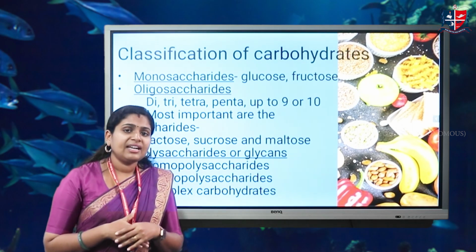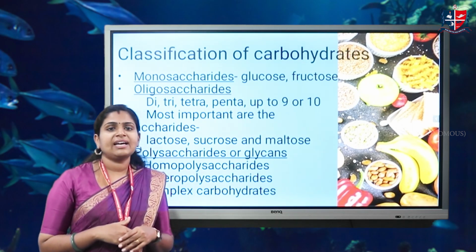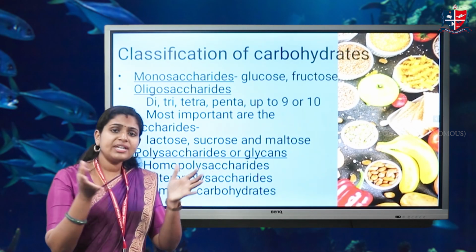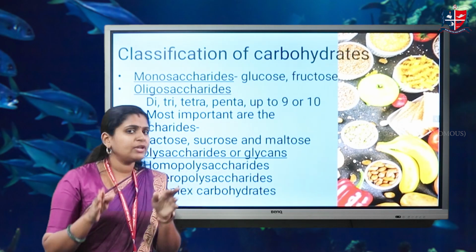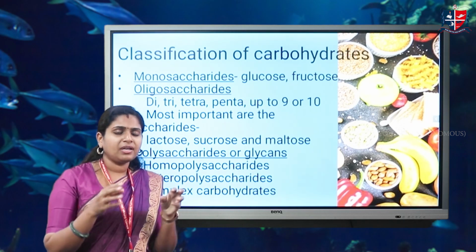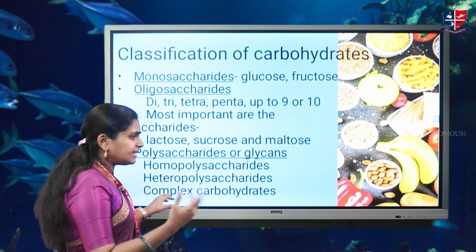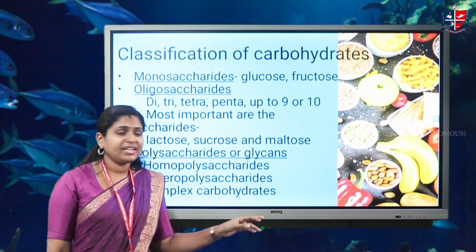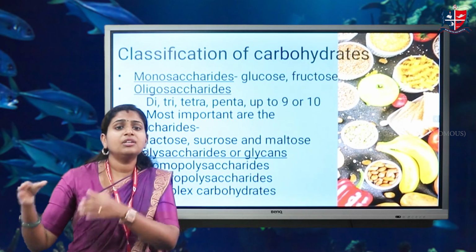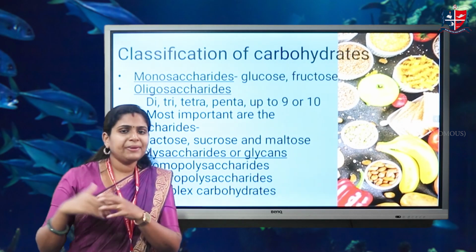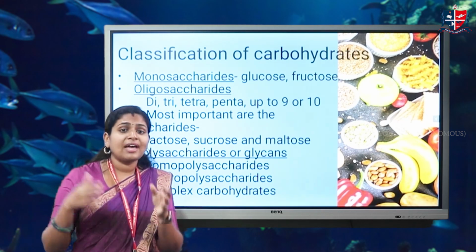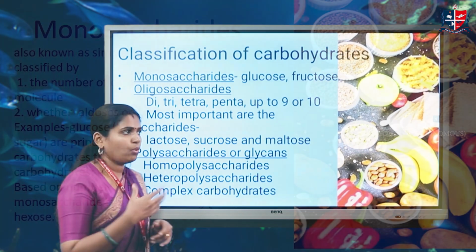And again, these polysaccharides are classified into two: homopolysaccharides and heteropolysaccharides. Here, homo means the sugar units combined are the same. That is homopolysaccharides. And in case of heteropolysaccharides, the sugars that are combined are different. In certain cases we can see complex carbohydrates in polysaccharides. Complex means that the carbohydrate is binding with other molecules such as proteins, lipids, etc. For example, glycolipid is a combination of carbohydrates and lipids, and glycoprotein is a combination of carbohydrates and proteins, etc.